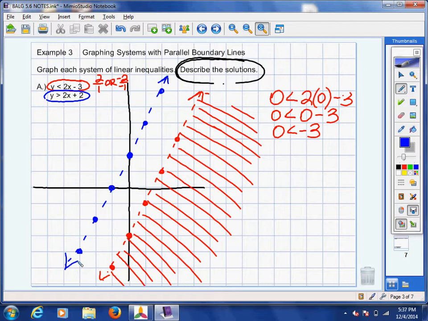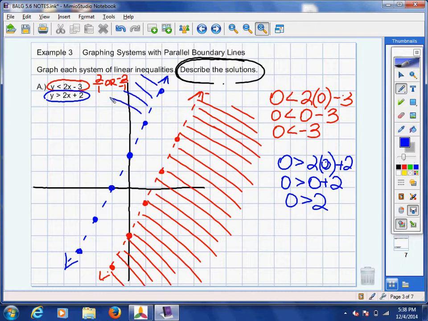So I'm going to do 0, 0 as a test point. Is 0 bigger than 2 times 0 plus 2? Is 0 bigger than 0 plus 2? Is 0 bigger than 2? No. So you can't shade the right side of that blue line. You're going to have to shade the left side. So get that looking really good. I love it when it's color coded. It just pops. It stands out so good.